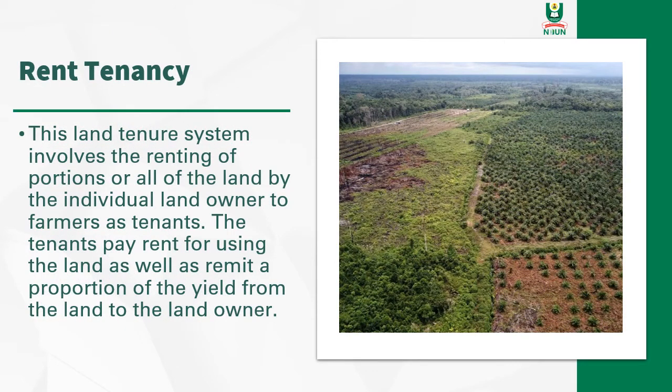Also for the rent tenancy, this land tenure system involves the renting of portions or all the land by an individual landowner to farmers as tenants. Like you can see this piece of land here, it's divided into parts. What is planted here is different from what is planted here. So this is a form of rent tenancy. If somebody owns this whole piece of land and decides to rent it in bits, in pieces, divide the land, rent this part to somebody, rent this part to another person, that is what rent tenancy is all about.